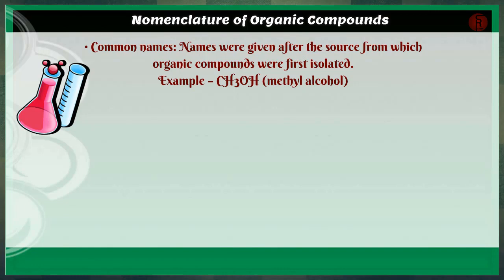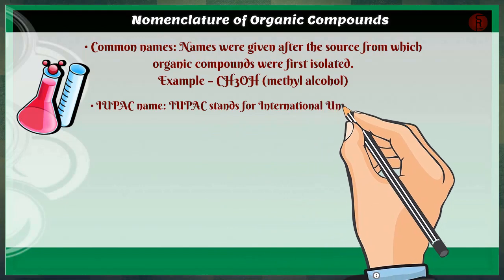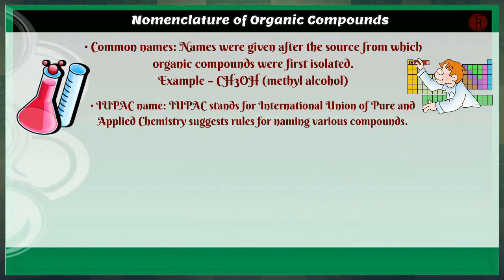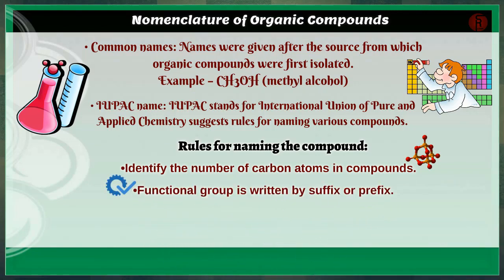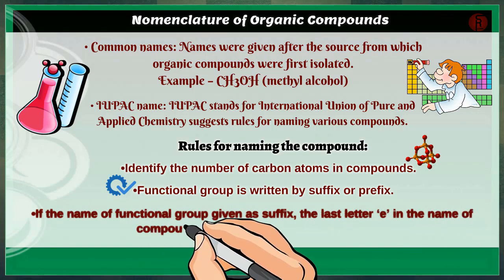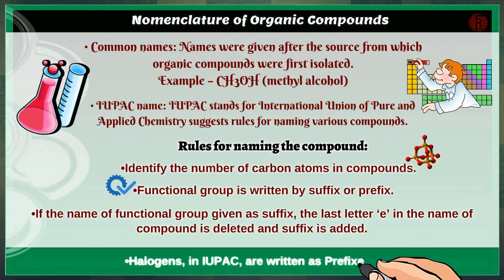Example: CH3OH, methyl alcohol. Another way of nomenclature was developed by IUPAC. IUPAC stands for International Union of Pure and Applied Chemistry. IUPAC gives rules for naming various organic compounds. The rules are: first, we identify the number of carbon atoms in the compound. Second, the functional group is written as a suffix or prefix. Third, if the name of the functional group is given as a suffix, the last letter E in the name of the compound is deleted and the suffix is added. Fourth, halogen groups are written as prefixes.